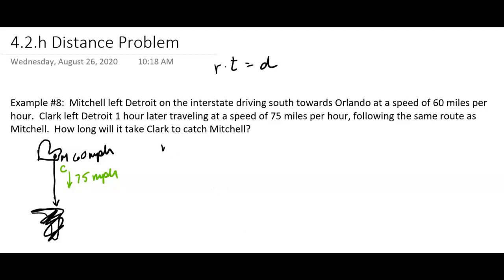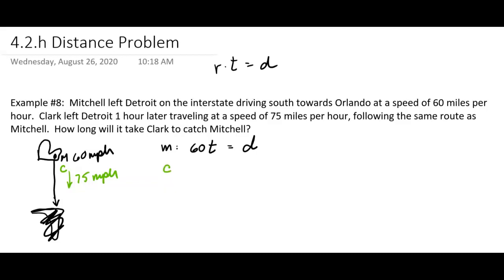color coordinate it here. So Mitchell's going 60 miles an hour for so much time, we don't know how long, and he's going to go so far, some distance. So you don't know a lot about Mitchell. All you know is he's going at 60 miles an hour. We don't know how long he's traveled. That's what we're trying to figure out, but he's going to go so far. Like if he drove for 3 hours, he'd have gone 180 miles. If he drove for 10 hours, he would have gone 600 miles.